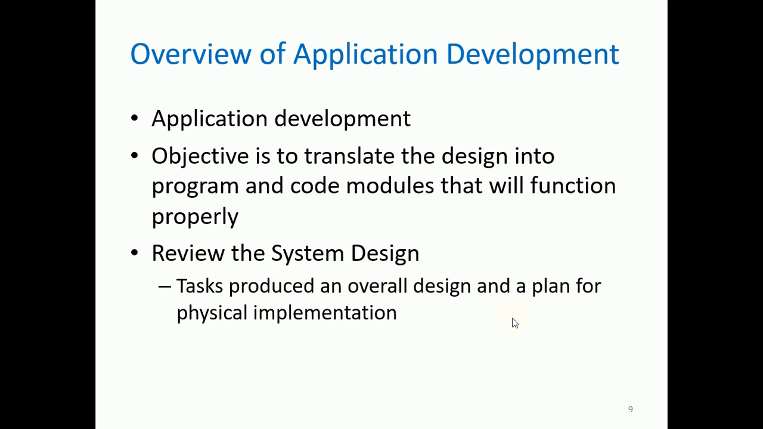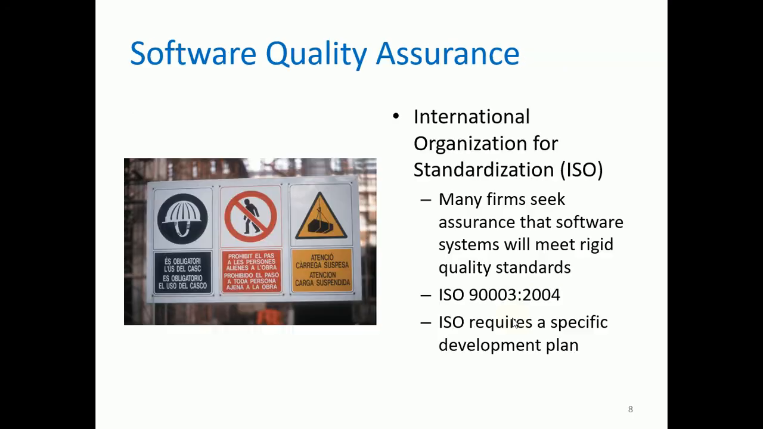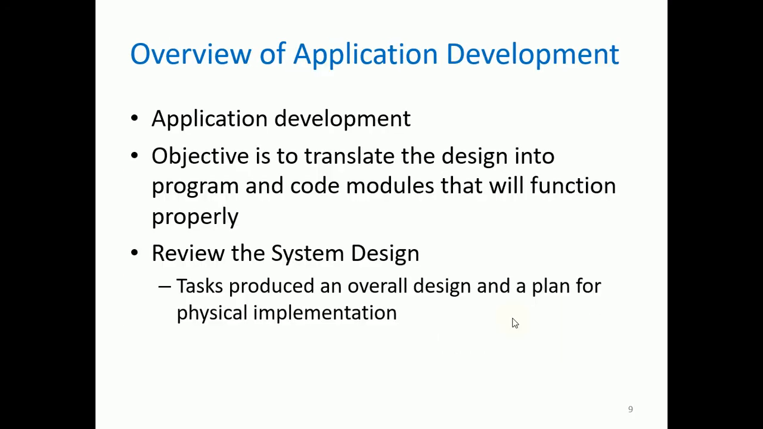Okay, so much for software quality assurance. Next, we have the overview of application development. The objective of application development is to translate the design into program and code modules that will function properly. So we're going to create the code, or we're going to create the information system. And then you have to review the system design, tasks, produce an overall design, and a plan for physical implementation.